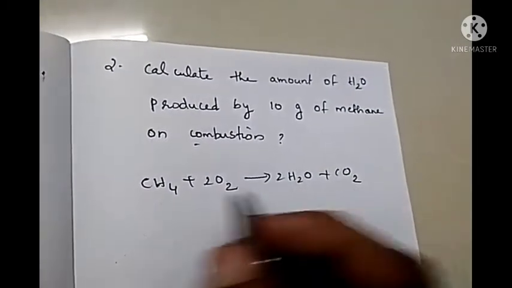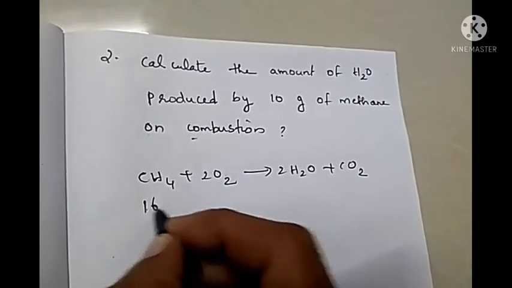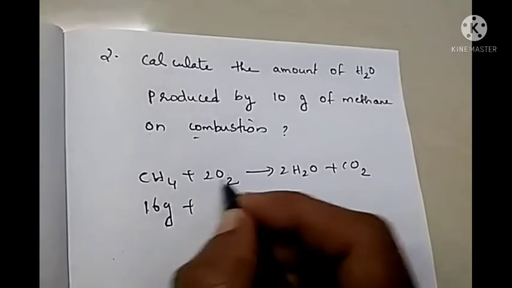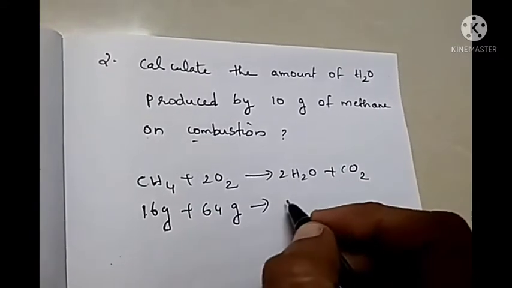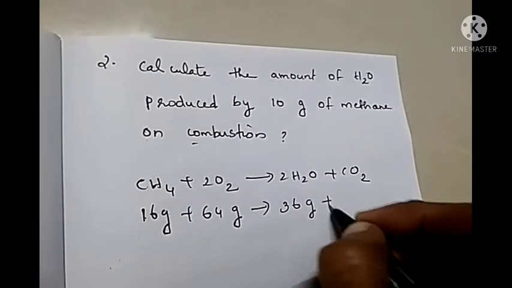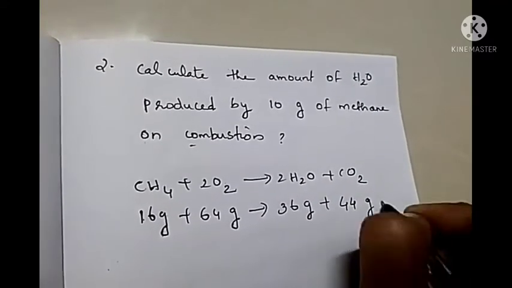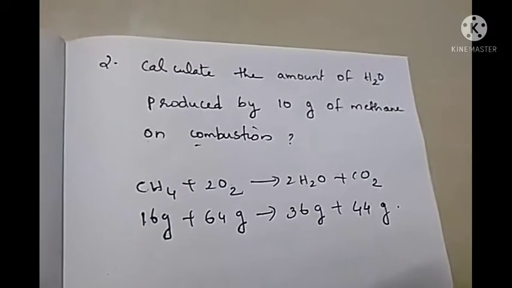According to this balanced equation, what are the masses? The mass of 1 mole of methane is 16 gram plus 2 moles of oxygen means 64 gram gives 2 moles of water means 36 gram and 1 mole of carbon dioxide means 44 gram. So these are the masses of the reactants and product according to the balanced equation.